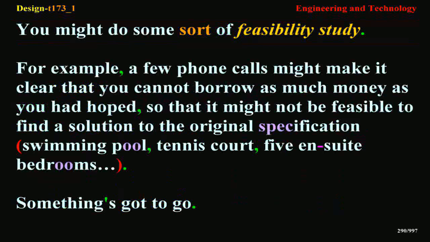You might do some sort of feasibility study. For example, a few phone calls might make it clear that you cannot borrow as much money as you had hoped, so that it might not be feasible to find a solution to the original specification: swimming pool, tennis court, 5 en suite bedrooms. Something's got to go.